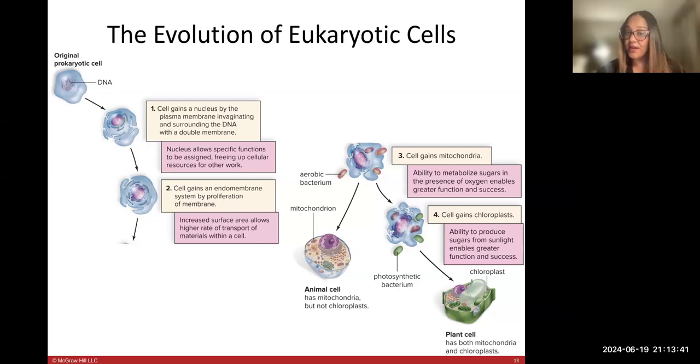Cells gain mitochondria. The ability to metabolize sugar in the presence of oxygen enables greater function and success. So as oxygen came into our atmosphere, organisms had to figure out a way to process it. And then cells gained chloroplasts. The ability to produce sugars from sunlight enabled greater function and success for that. So that's just a short history of a few of the organelles, how eukaryotic cells got their membrane and mitochondria and chloroplasts.